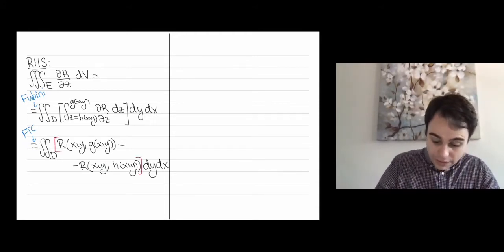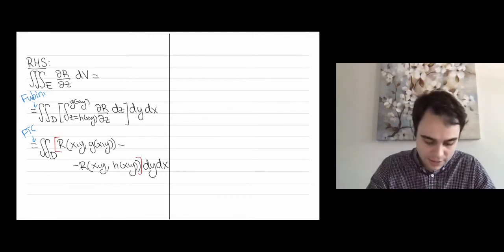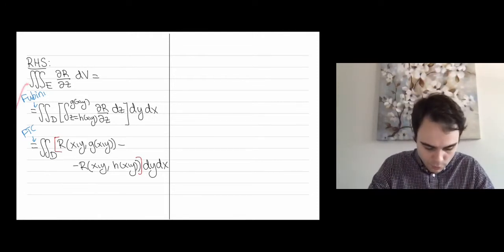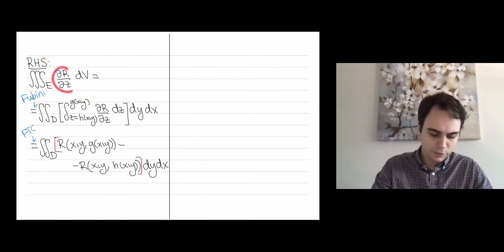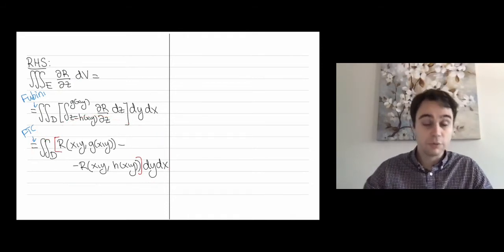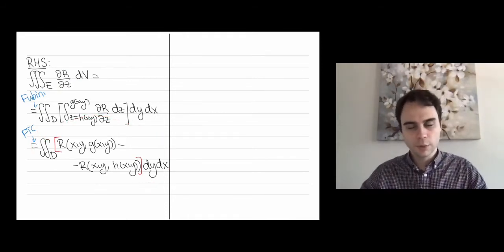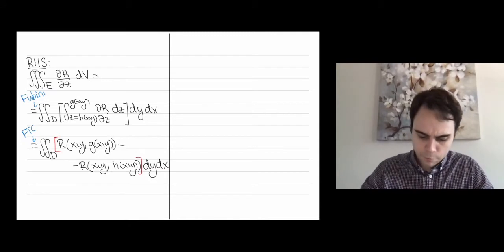Now we're integrating a difference of two functions. So these two powerful theorems allowed us to go from the right-hand side, the integral of the divergence, to this double integral of a difference of functions.